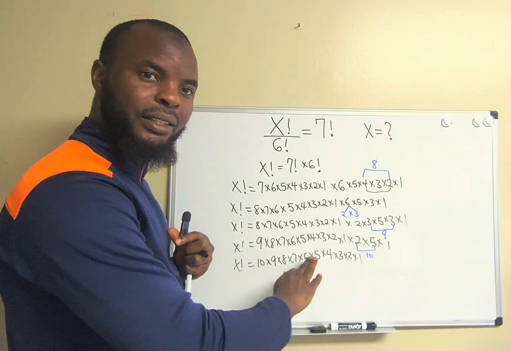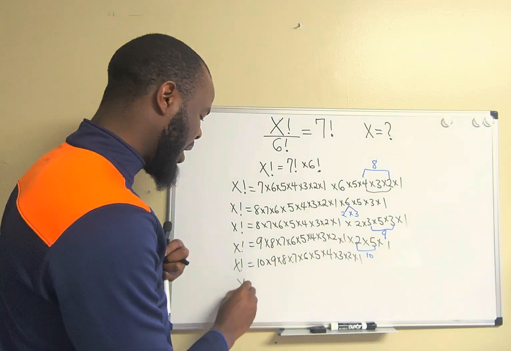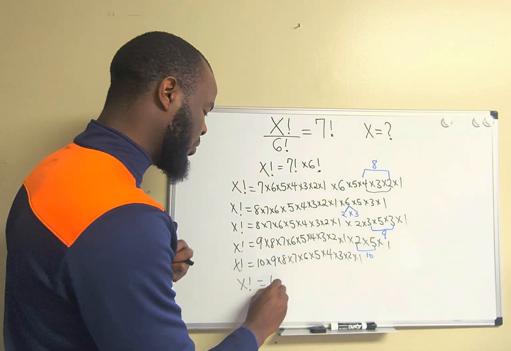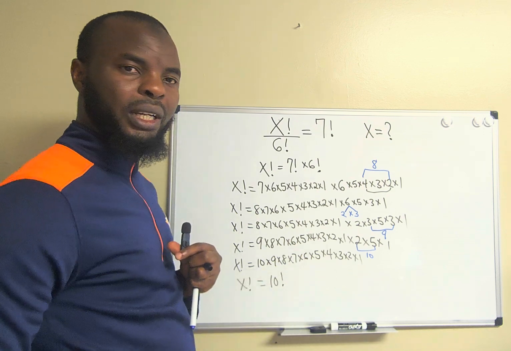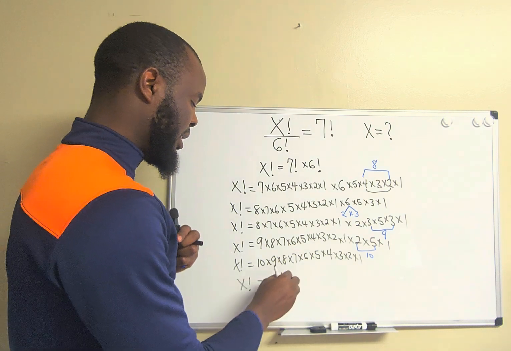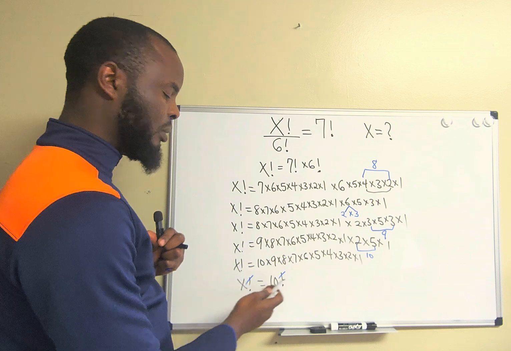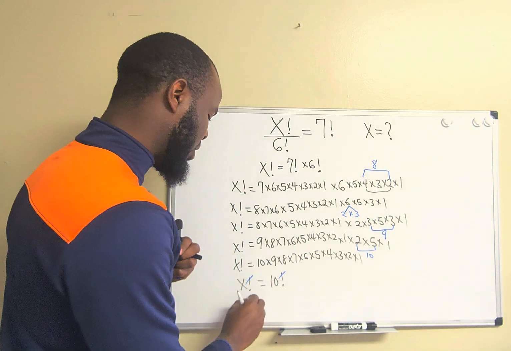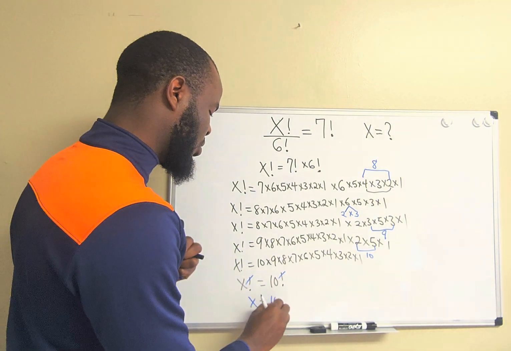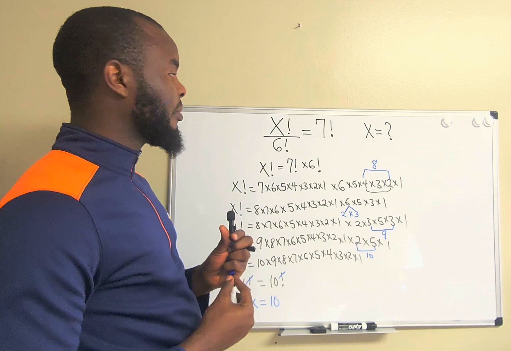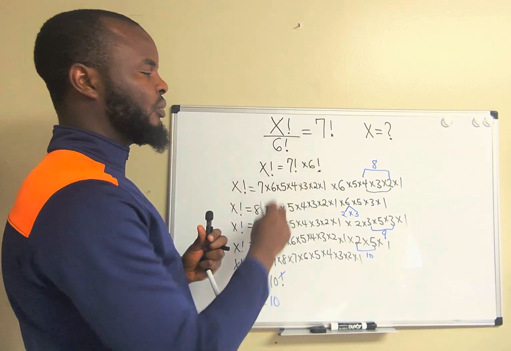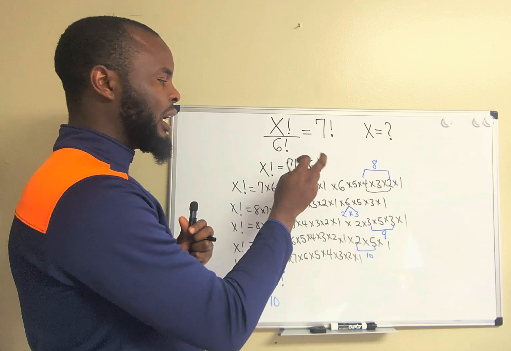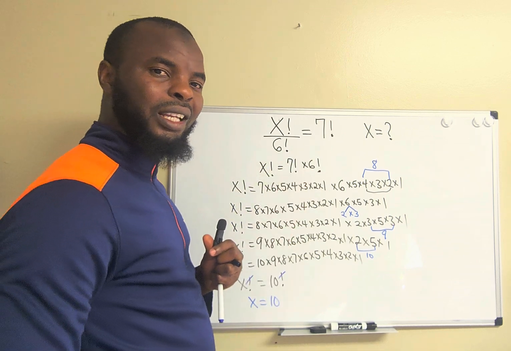Now, looking at this, it is the same thing as saying x factorial equals 10 factorial, because this is equivalent to 10 factorial. And you can easily cancel out the factorial. Since both of them are equal, you can conclude that x is equal to 10. So when you plug in 10 here, it is going to be equivalent to the product of 7 factorial and 6 factorial.